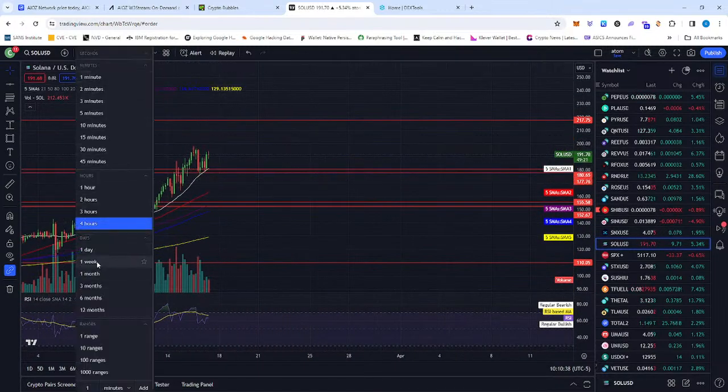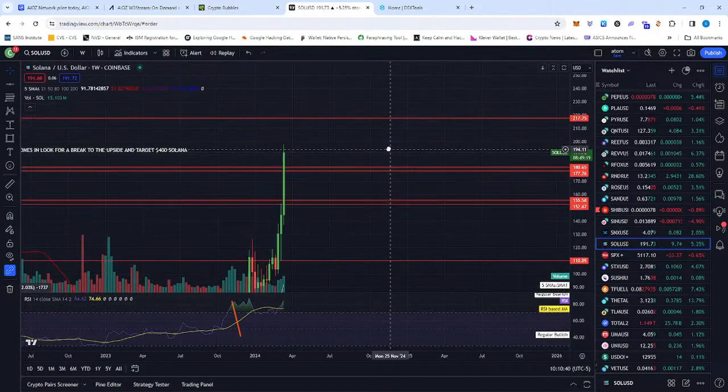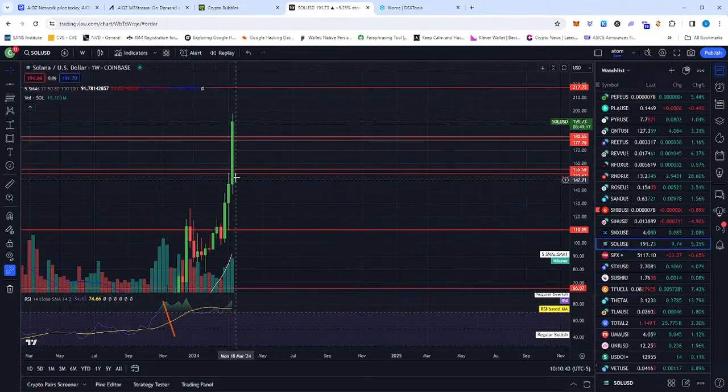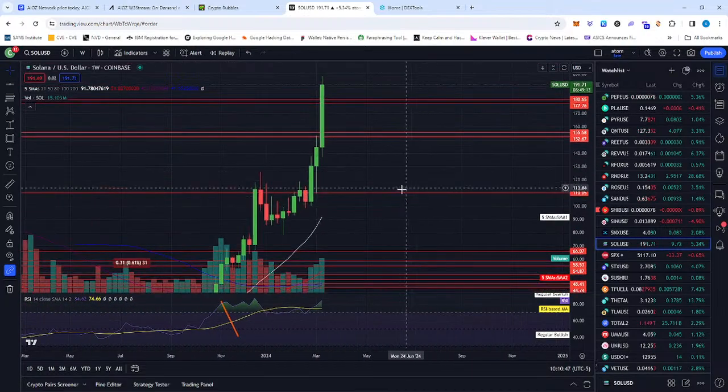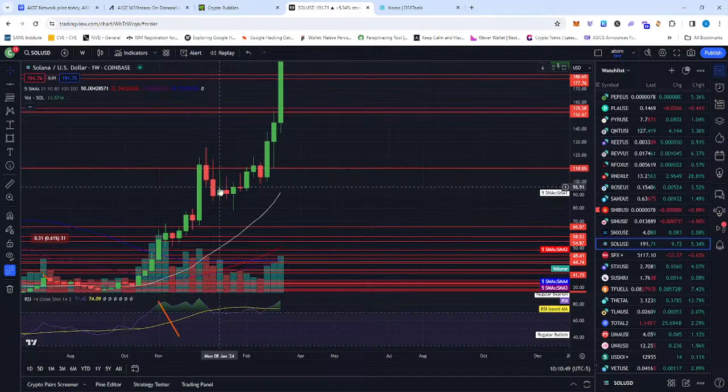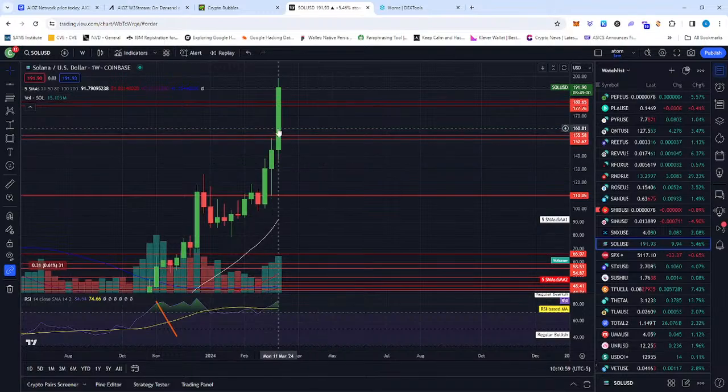You can go to the weekly, right? And look at those candles. Normally when you get this many candles, a red candle is due. And what do you see right here? What do you notice? Semi-rounded bottom. You got that volume coming in because all the traders are seeing the rounded bottom. Now you see the volume coming in and you see the green candles.